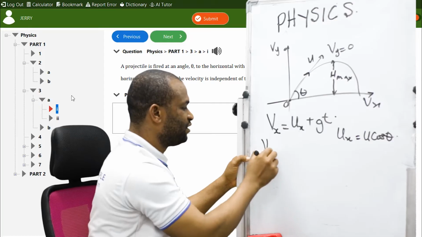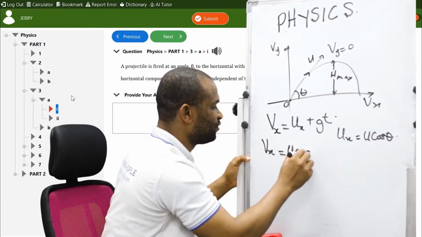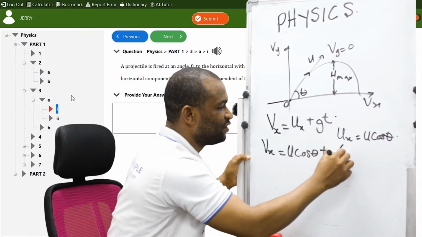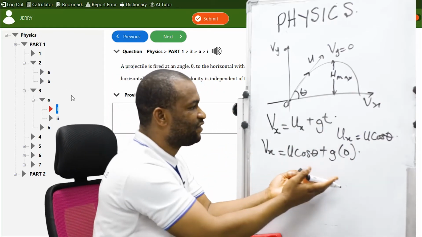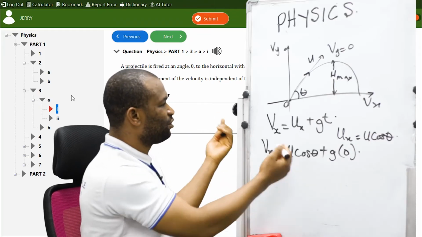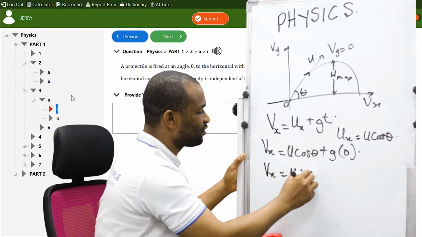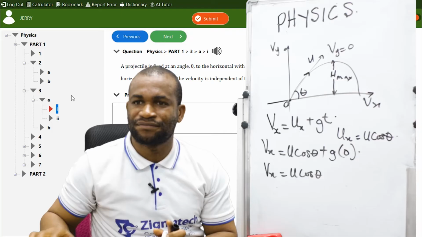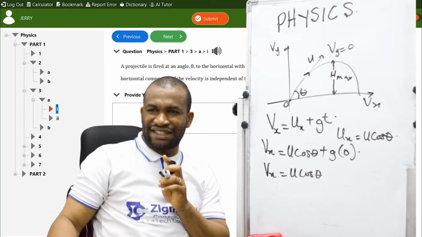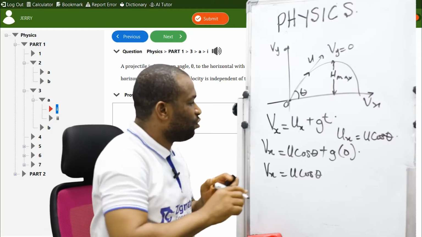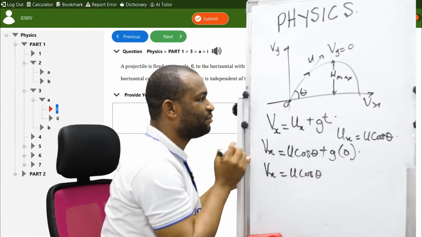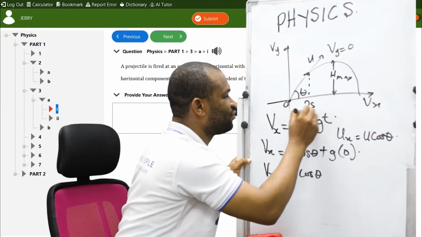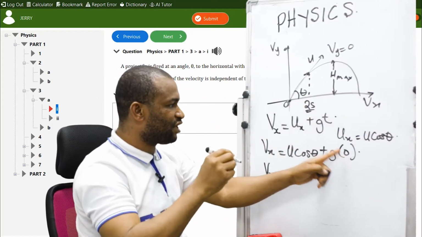Now, we have Vx is equal to, instead of this u, u cos theta plus g times time, and time is 0. If time is 0, then what are we going to have? Vx is going to be u cos theta, because at this point it is the initial horizontal component. However, the question says at any time, and what I have done is only at time 0. What if the time has gone to, let's say, 2 seconds?